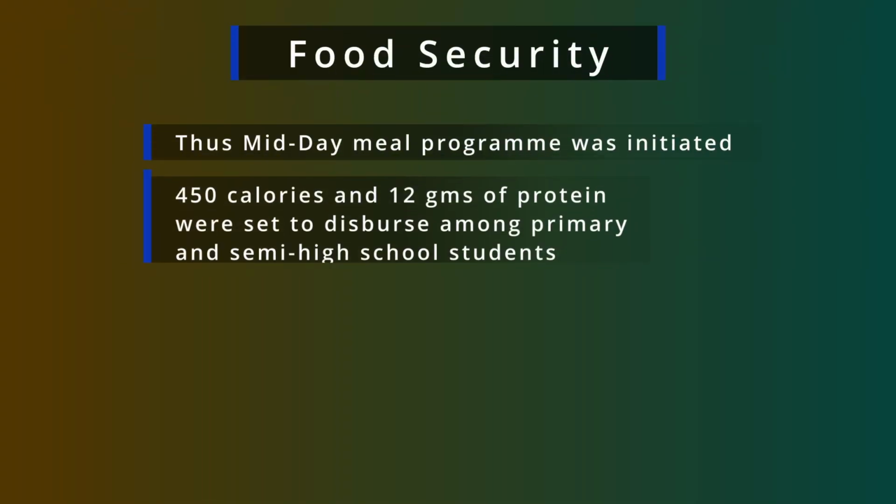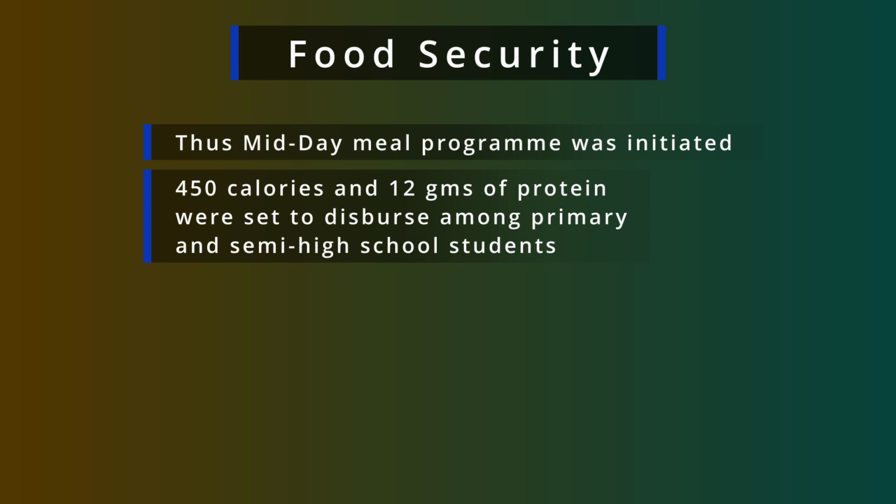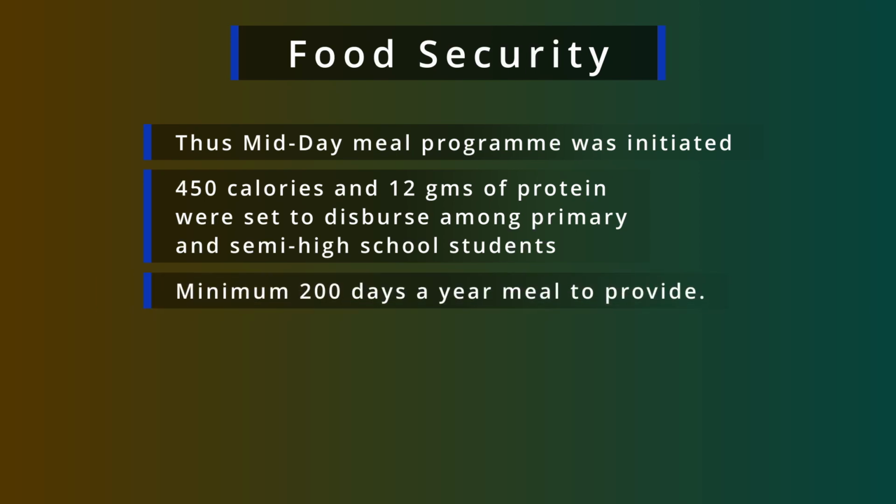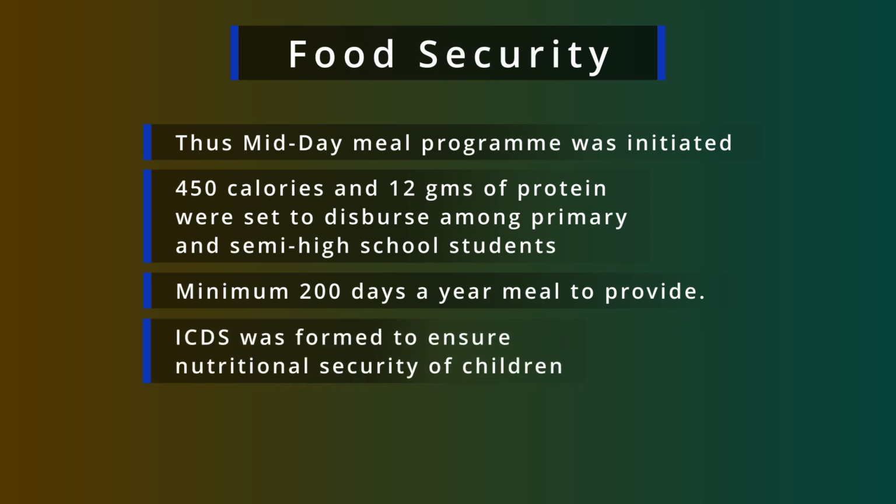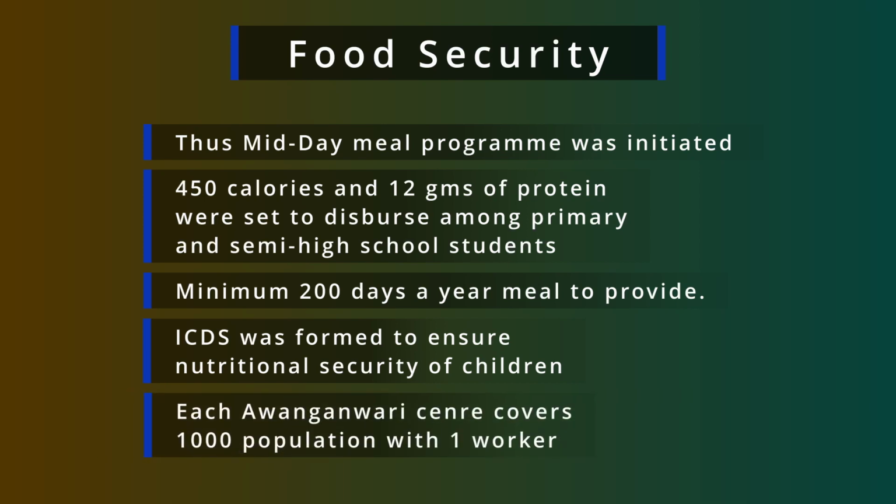In this way, the midday meal has been implemented. 450 calories and 12 grams of protein were set to be disbursed among primary and upper primary school students. A minimum of 200 days a year, the government will provide the midday meal. ICDS was formed to ensure nutritional security, and under these ICDS schemes, the Anganwadi center has been established. It has been set up that per 1,000 population, at least one Anganwadi worker should work for them under the ICDS programs.